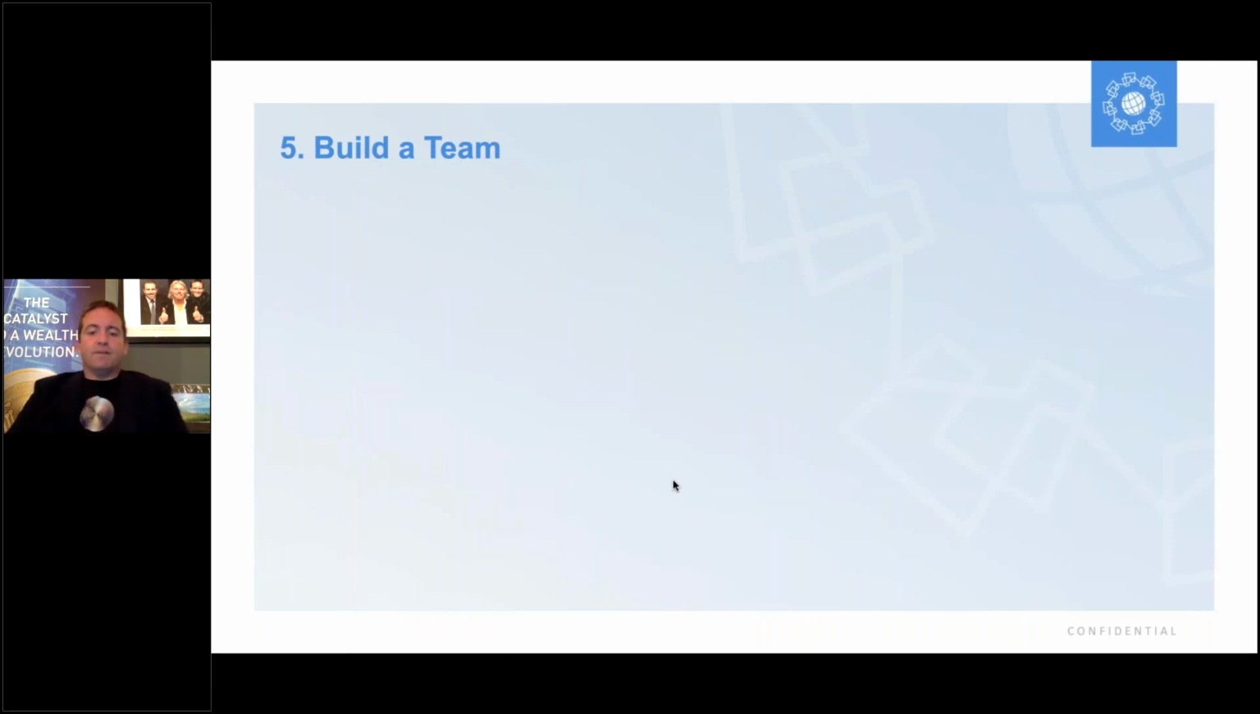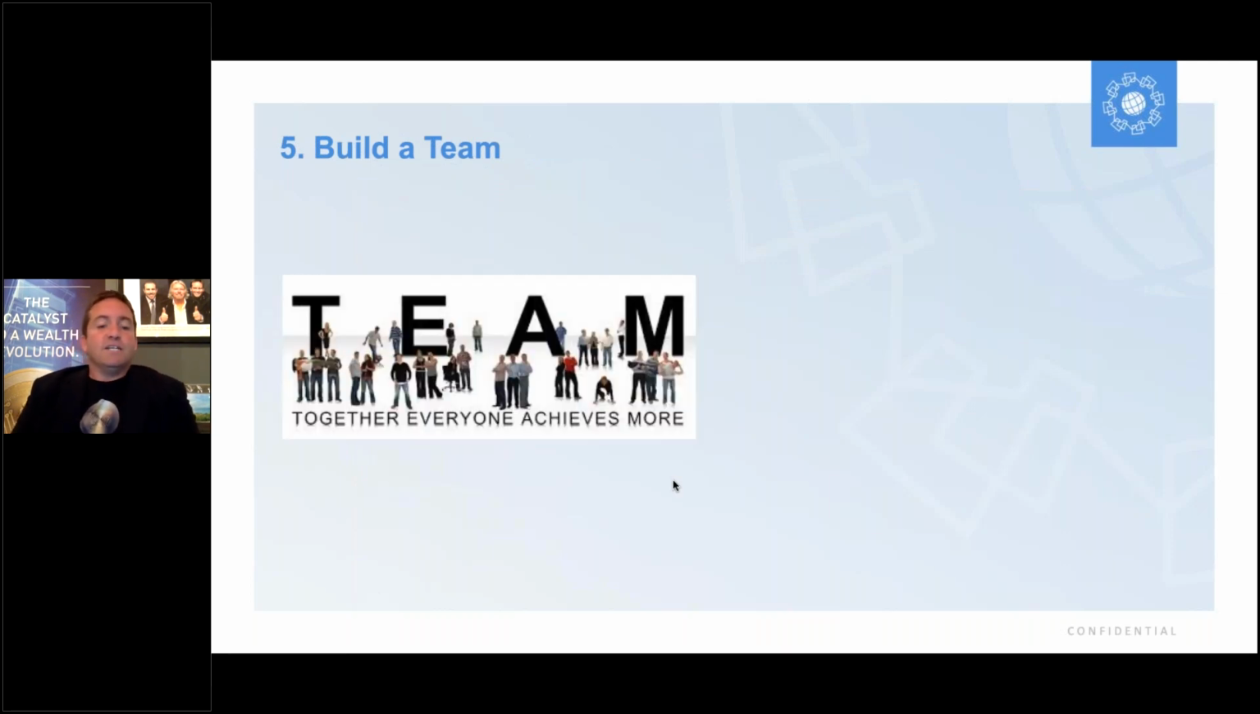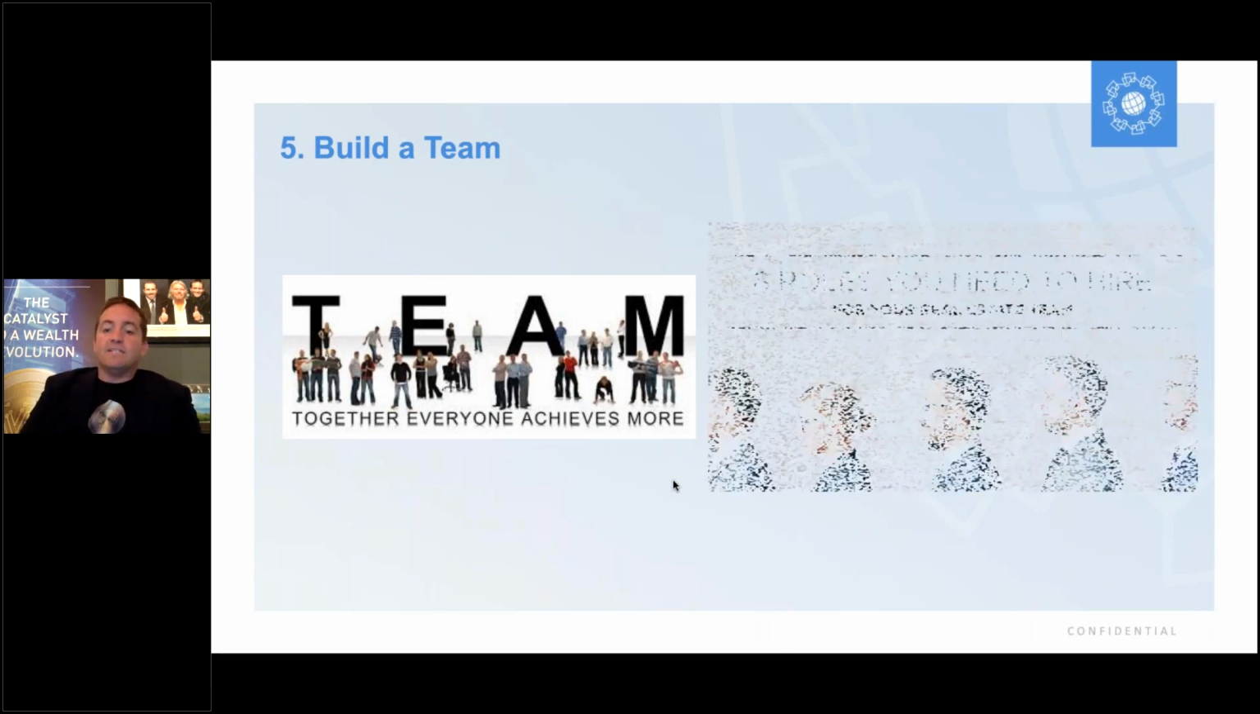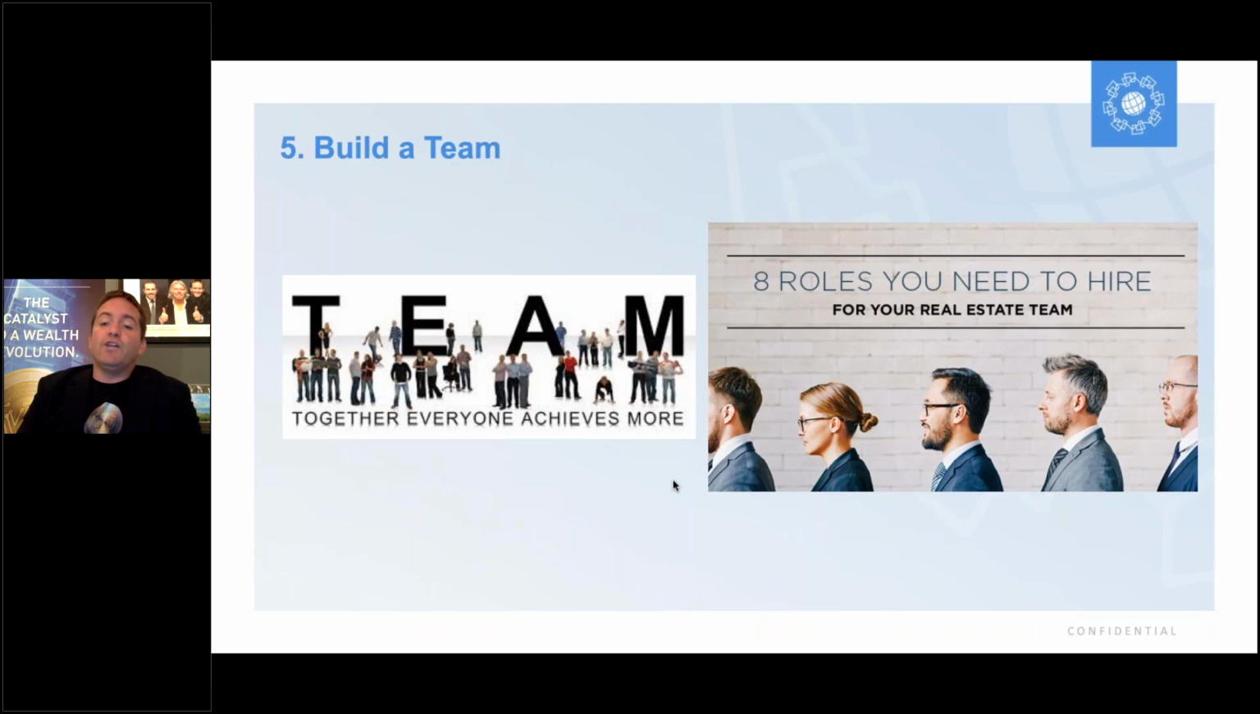And then the last one, building a team. Such an obvious one, and yet so many people don't do it. Together, everyone achieves more. It's that little acronym of what a team is. And the question I've got for you is, do you know the 8 roles that you need to hire for your real estate team? So if you are super wealthy and super sophisticated, who are the 8 people in your team?